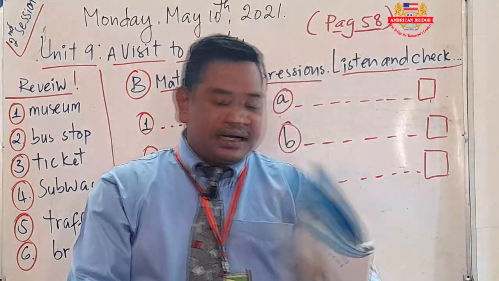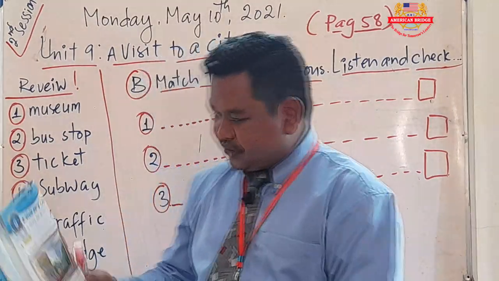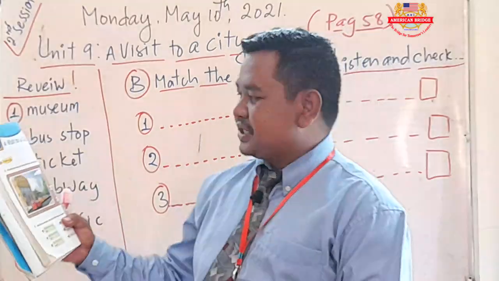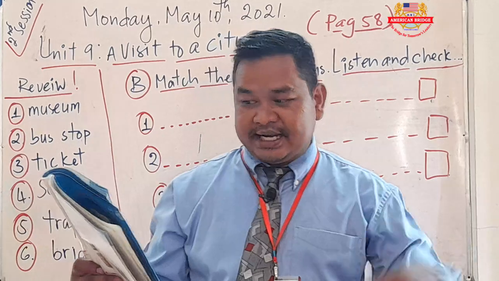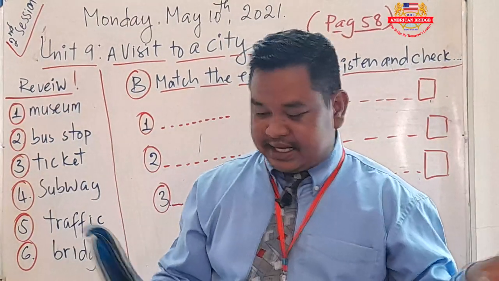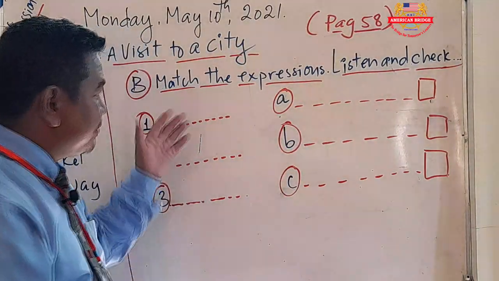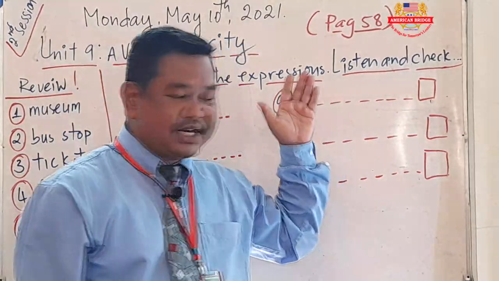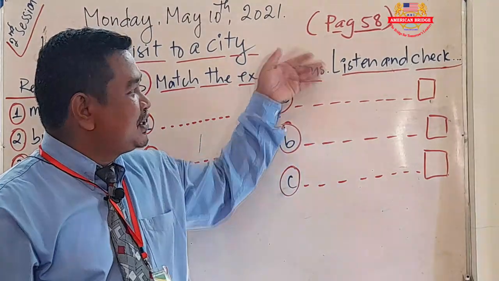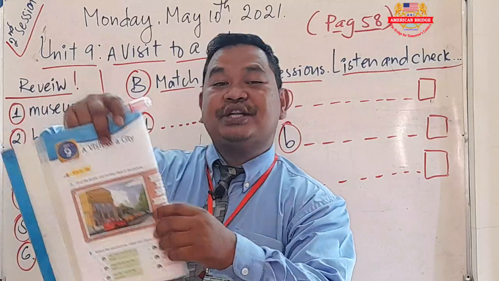So on this page, you have two parts, students. Part A, find the letter and number them in the picture. This one you have done already. And then part B, make the expression, then listen and check your answer. You just open your book and you can see, right?